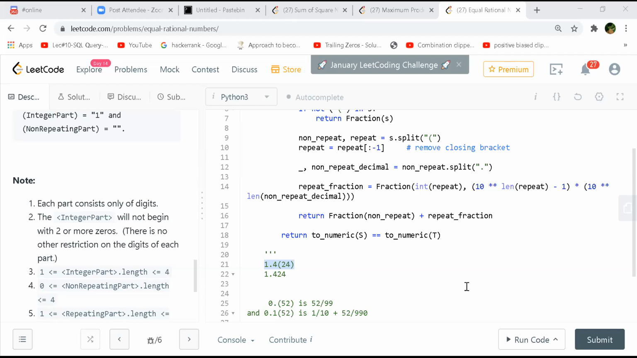We'll have the logic part here. So if there's no repeating, like there's no parenthesis on 52, so only 0.52, then it's going to be 52 divided by 100. Yeah, in that case. But with the repeating, we have to subtract one from 100.